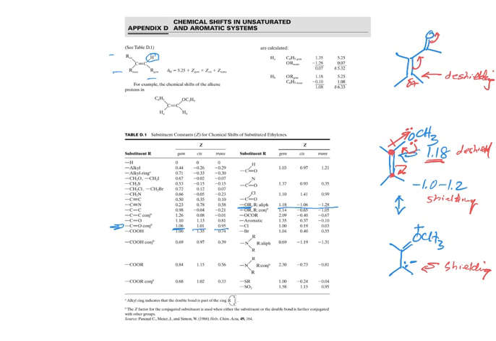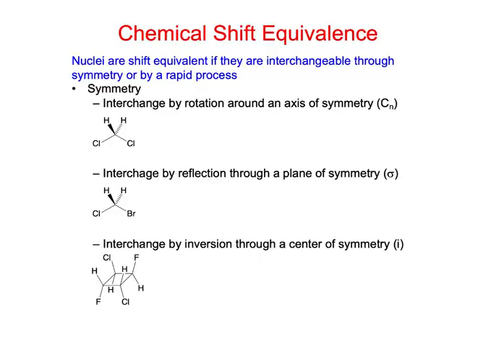Okay, so what else do we have? The next thing we're going to talk about is chemical shift equivalence, which is essentially how do we predict how many signals we should see for a given structure. So it's a matter of identifying symmetry mostly. Nuclei will be shift equivalent, so they'll have the same chemical shift, if they are interchangeable through symmetry or some rapid chemical process.